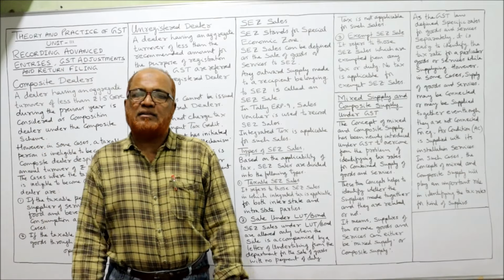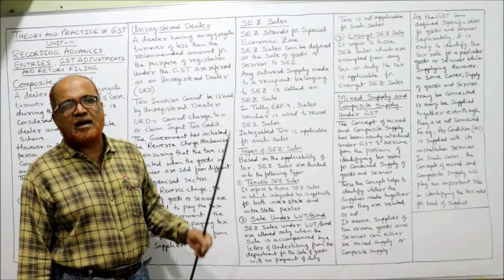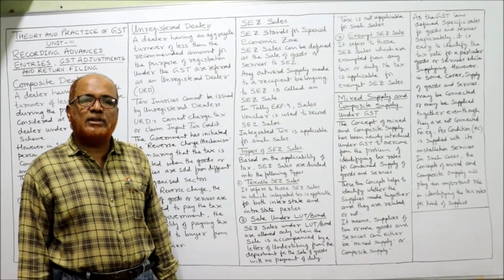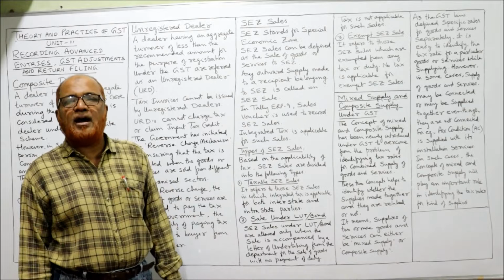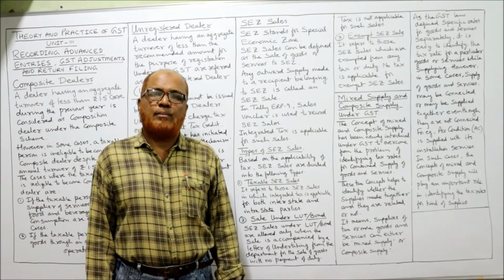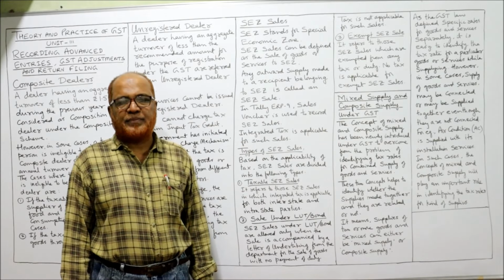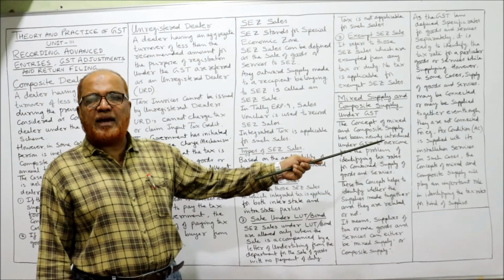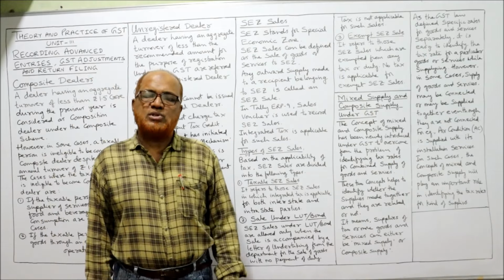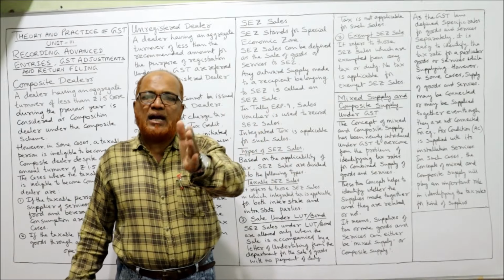Three concepts I have explained: composite dealer, unregistered dealer and SEZ sales. The last topic I am going to explain in this video is mixed supply and composite supply under GST. Very frequently in examinations this question may be asked: explain mixed supply and composite supply. The concept of mixed supply and composite supply has been newly introduced under GST law. Earlier it was not there. Separate taxes are applied for individual goods and services.